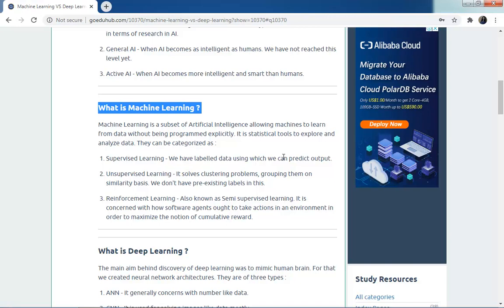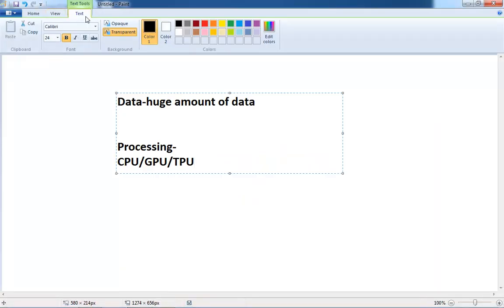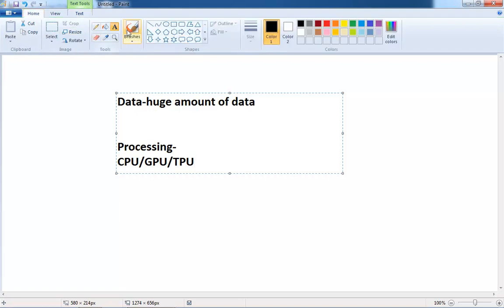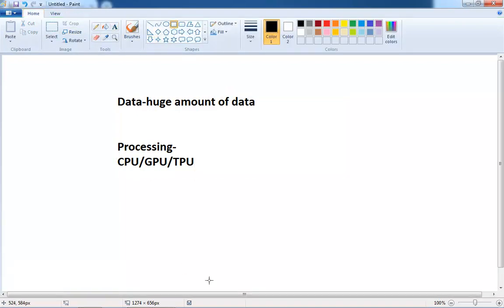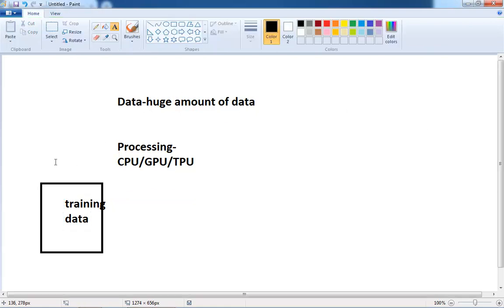Okay, so you can define machine learning like this. Machine learning is about predicting the future based on the past, right? Basically what we are doing in machine learning, I can show you through the diagram. Like we have certain training data, and then that training data is the past. You can say it is the past.